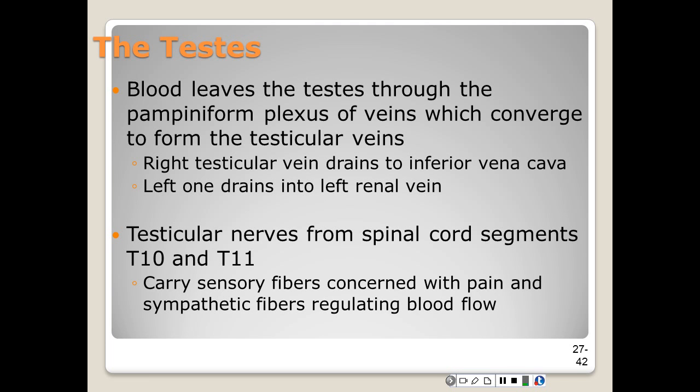The testicular nerves lead to the gonads from the spinal cord segments T10 and T11. So that's thoracic 10 and thoracic 11. They are mixed sensory and motor nerves, and they contain predominantly sympathetic, but also some parasympathetic fibers. The sensory fibers are connected primarily with pain, and the autonomic fibers are predominantly vasomotor for regulation of the blood flow.